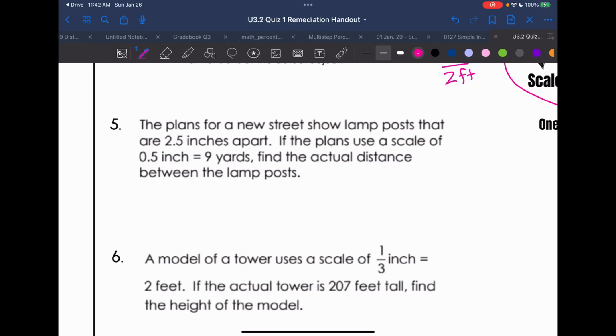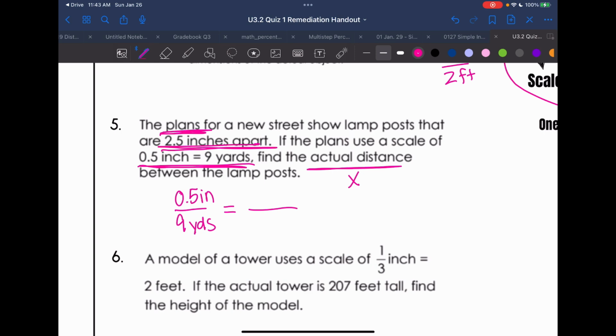So there's 3 important things in this problem that we need. We know that the plans show street lampposts that are 2.5 inches apart. So I know if I'm talking about plans, that means it's my model, it's not actual. It also gives me my scale, which I need, and then it's asking me to find the actual. So my actual in this problem is going to be x. So I know I'm writing a proportion, and I know that the side on the left has to be my scale. And it says 1/2 of an inch is equal to 9 yards.